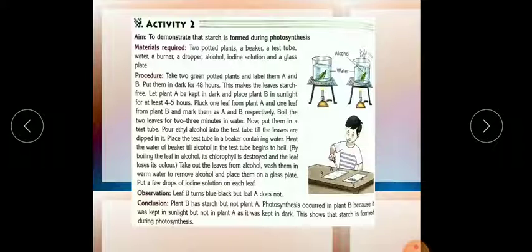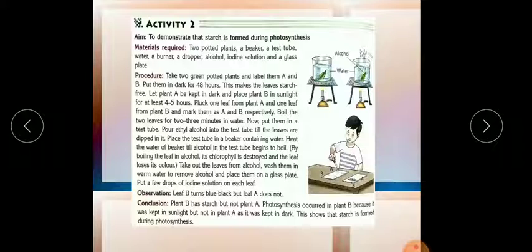Here you can do 2 to 3 minutes. Okay, as I said, you should keep 60 seconds. Now pour ethyl alcohol. Here they are using ethyl alcohol. Remember, ethyl alcohol and ethanol both are the same. Okay, pour it into the test tube till the leaves are dipped in it.